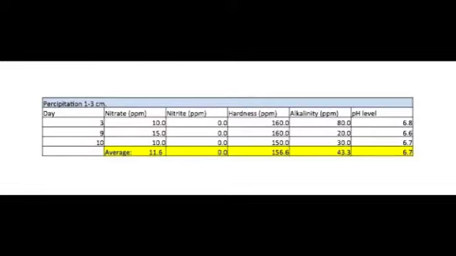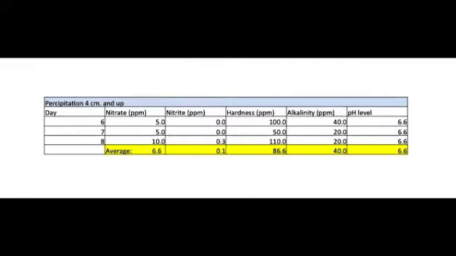When the precipitation was 1 to 3 centimeters, the average for nitrate was 11.6 parts per million, nitrite 0 parts per million, hardness 156.6 parts per million, alkalinity 43.3 parts per million, and the pH level is 6.7.